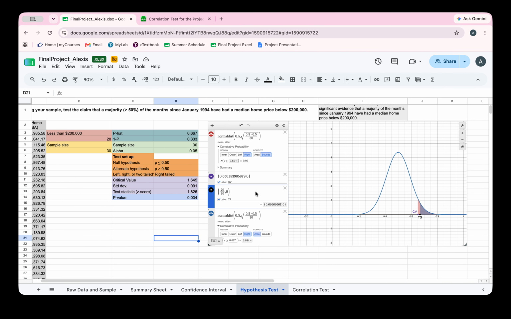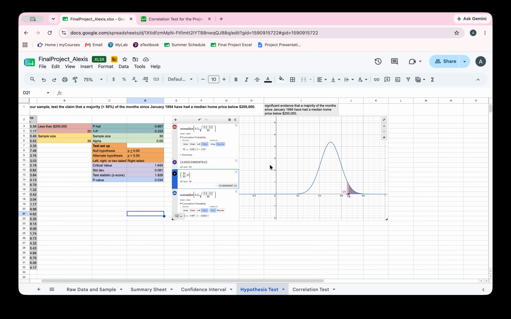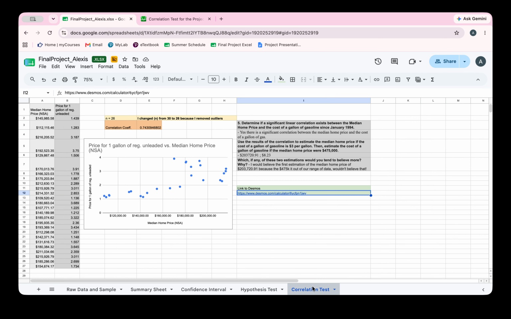And you can see here in my Desmos example, I will zoom out so you can see. I took a screenshot, and then my final conclusion is to reject the claim. So we have enough significance, since you can see that here too. We do have enough evidence that the majority of the months have a median home price below 200K. Running quick on time, so I'm gonna keep going.